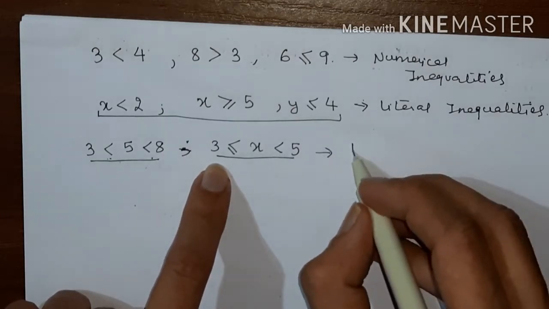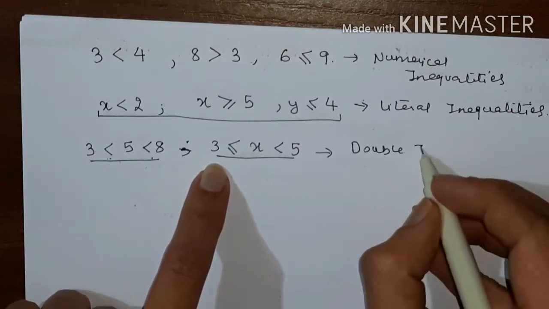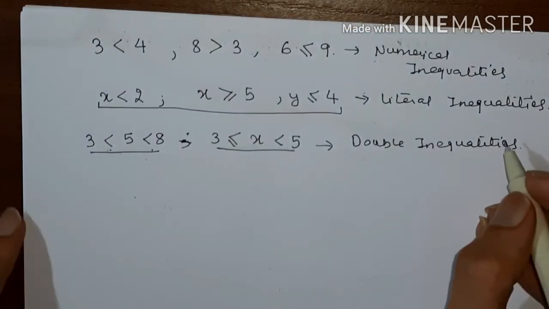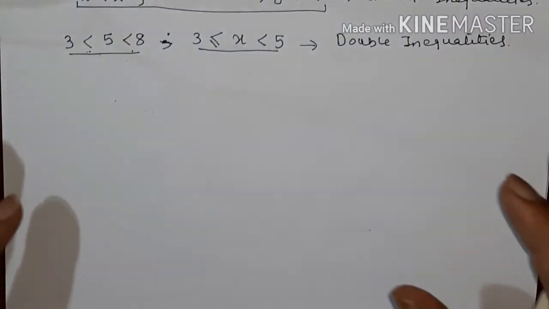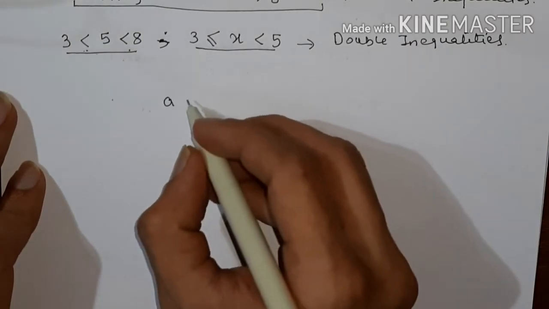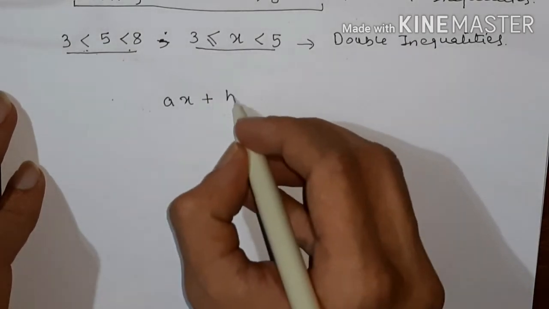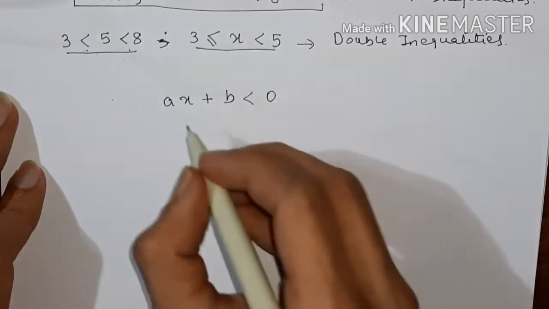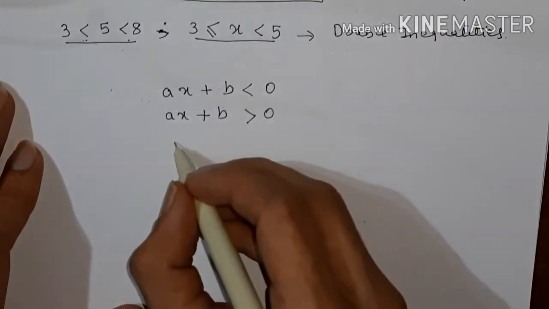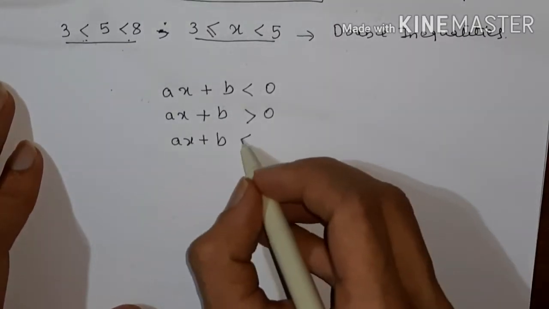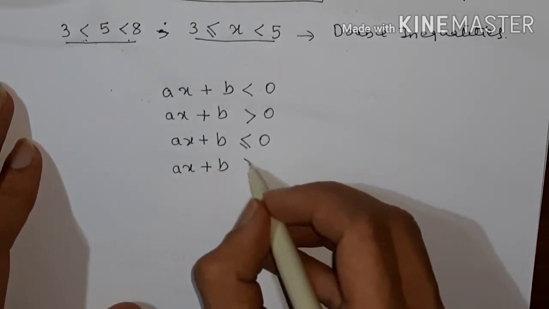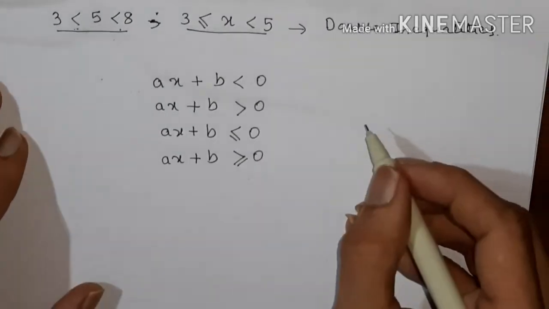So this type of inequalities are known as double inequalities. Now let us look at some examples of general inequalities. So you can have inequalities like ax plus b less than 0, then ax plus b greater than 0, then ax plus b less than or equal to 0, then ax plus b greater than or equal to 0.